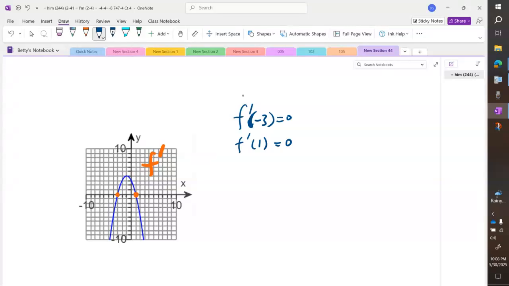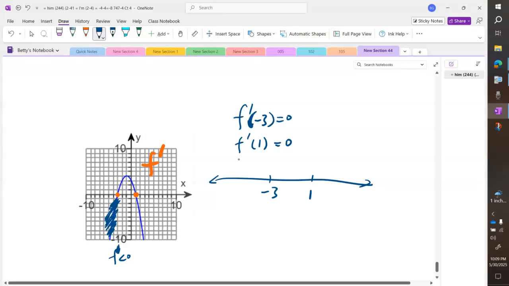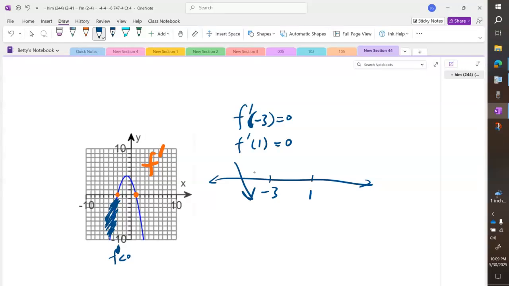So from negative infinity to negative 3, this part, f prime is below the axis, right? So that means f prime is less than 0. F prime less than 0 means the function is decreasing. The function is decreasing here.